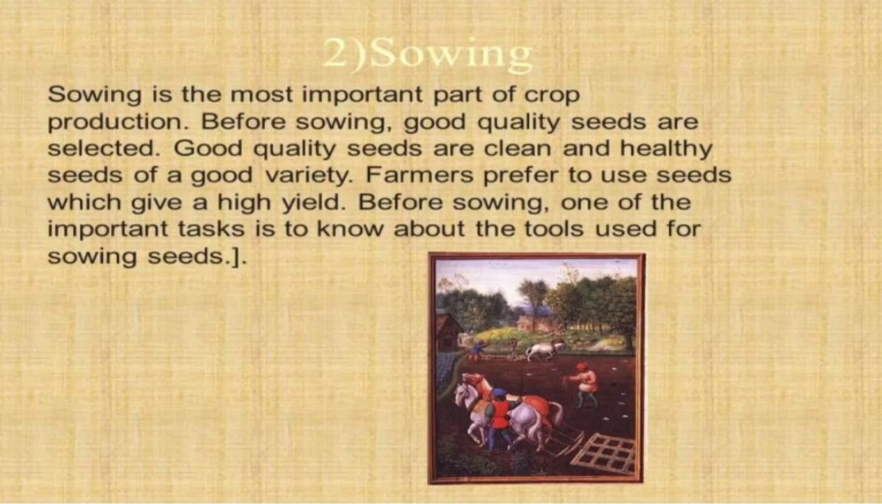Before sowing, good quality seeds are selected. Good quality seeds are clean and healthy seeds of a good variety. So when you are going to sow, you need to take out the good, healthy, clean seeds, otherwise the crop will not grow. If you take any damaged or poisonous seeds, then the plants will not grow ever. If you take clean and healthy seeds of a good variety, then the growth of the plant will be very good.